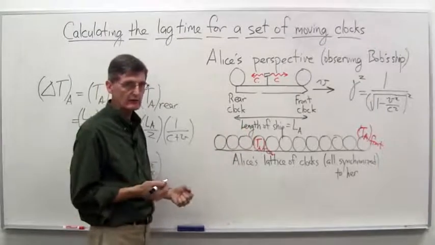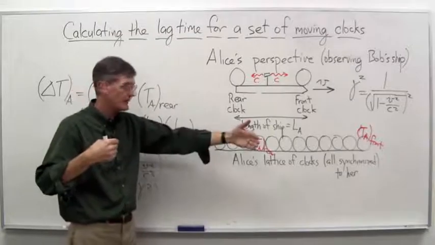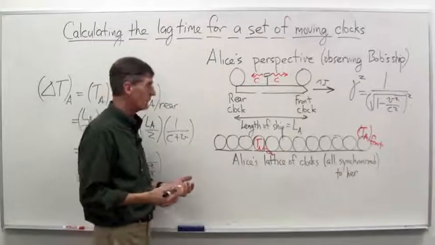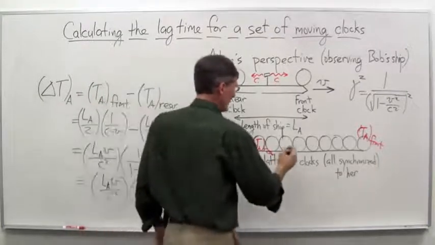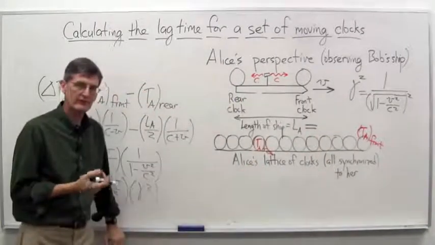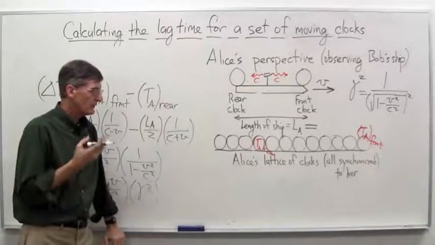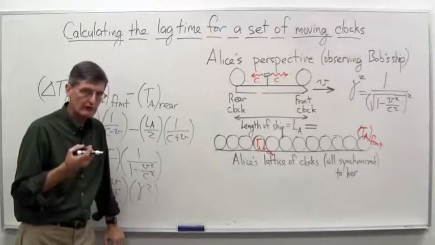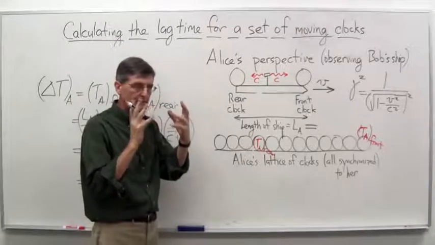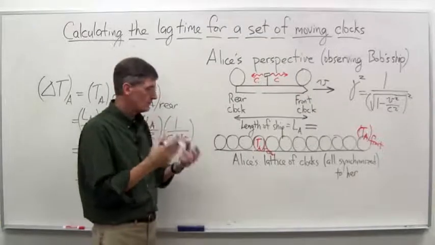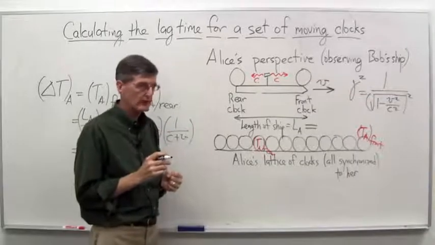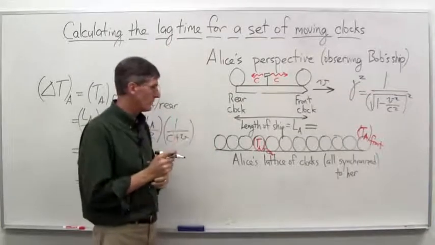Length contraction applies here. As Bob's ship goes by, Alice will see the length of Bob's ship to be smaller than Bob measures it to be. And in fact, LA will be, now remember, you have to think about this because it's easy to get it reversed. We say, okay, we know it's length contraction, so Alice is going to see a contracted length for Bob's ship. We know that gamma is a number bigger than 1. Okay? So LA is going to be bigger than LB, right? Alice is going to see it contracted.